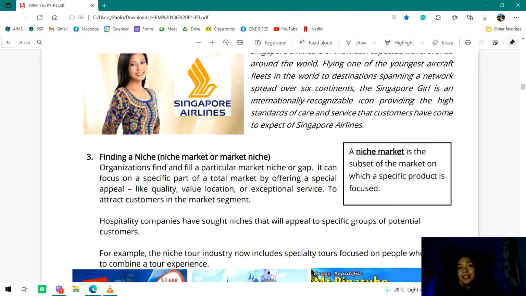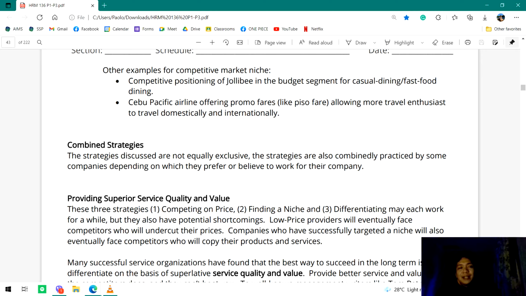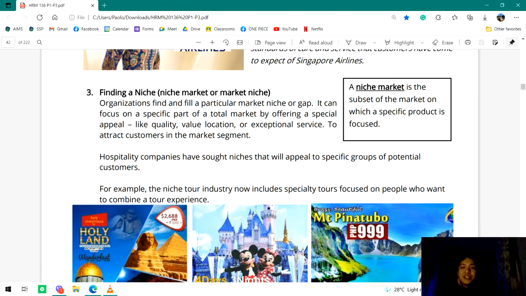Next is finding a niche or niche market. Sir, ano nga ba ang niche market? When we say niche market, it is a subset of the market on which a specific product is focused. Ang burgers natin, we have a huge variety of market. Burgers, pwede siyang tangkilikin ng millennials, pwede tangkilikin ng baby boomers, pwede tangkilikin ng Generation Z or ng latest generation natin. They can be in the form of cheeseburger lovers or regular burger lovers. Pwedeng may barbecue burger lovers. Pero the term burger itself, it is a huge selection.